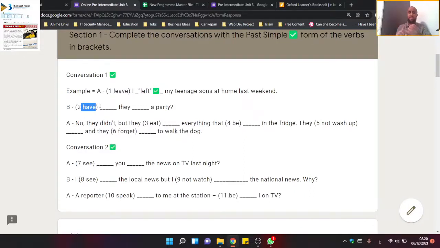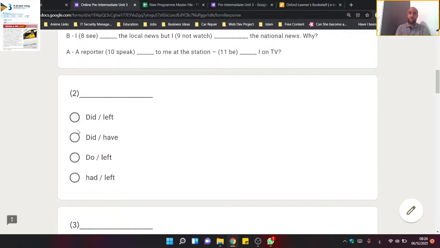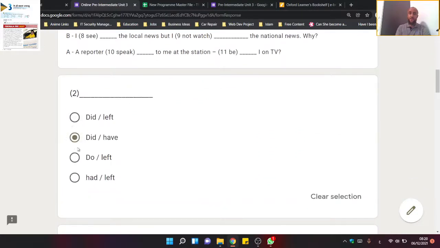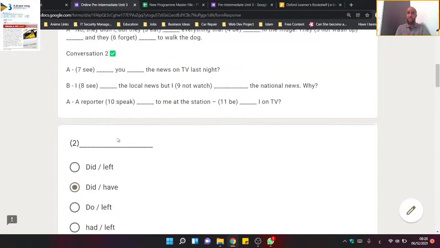This is the basic rule, guys. If it's a question, the main verb stays the same. If it's a negative, the main verb again stays the same. So here we should say, did they have a party? Okay, so this is number two. If we go to number two, did they have a party? So this would be the correct answer, thankfully. Let's try another one.